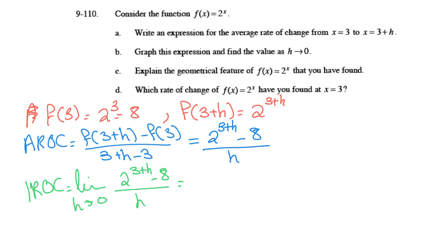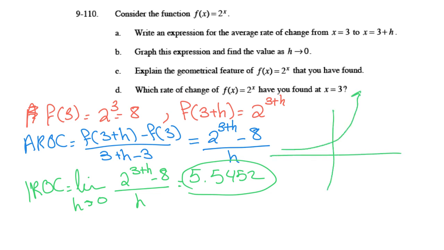And my limit as h is approaching 0, when I'm trying to come to this equation close enough to the 0, was 5.5452. So there is no actual algebra that will help me to find this value, the IROC, when h is approaching 0. So what does this value represent? Think about it. If you have this equation, 2 to the power of x, and this is exactly 3 here, if I draw a tangent line at exactly 3, the slope of that tangent line will equal 5.5452.